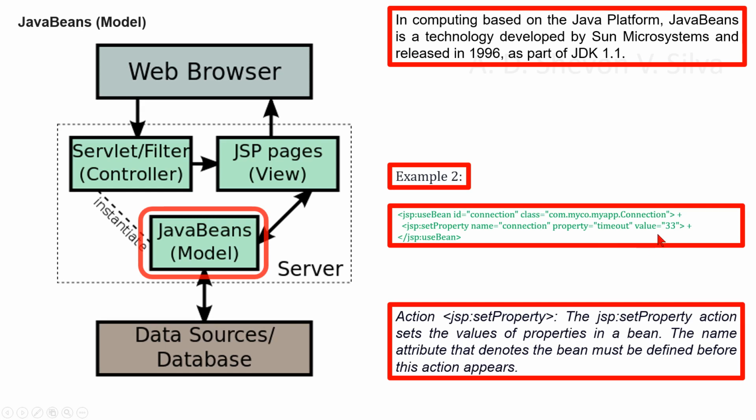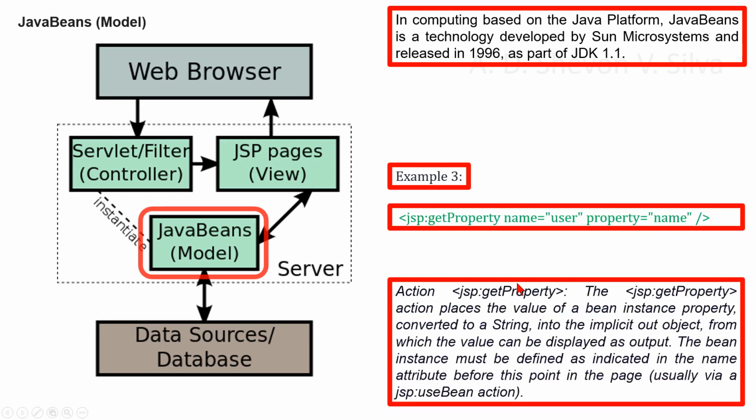Here you can see the value attribute, the value to assign to the given property. This attribute can accept a request time attribute expression as a value. The action may not have both param and value attributes.